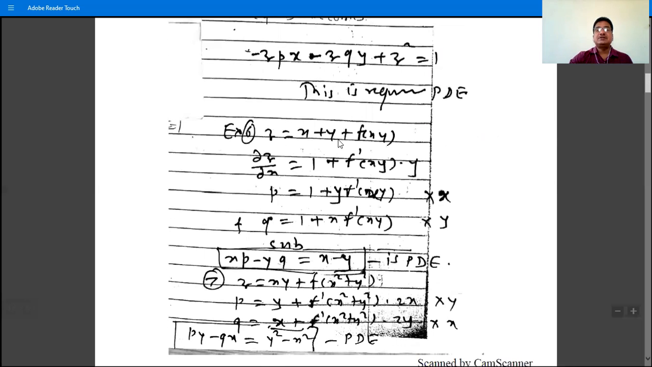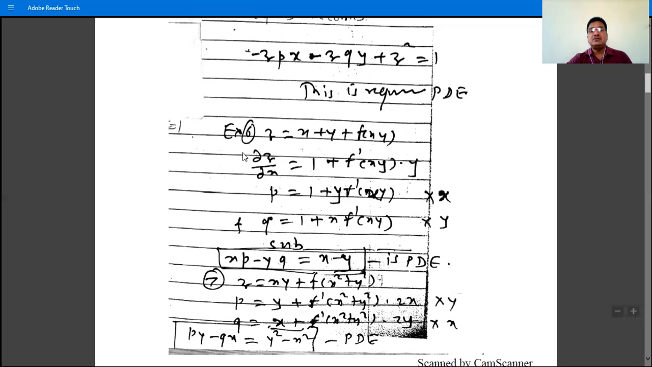z is equal to x plus y plus f of xy. So I have to form the differential equation. That is, now we have to eliminate the function f. So differentiating with respect to x, we have ∂z/∂x is, the derivative of x is 1, the derivative of y is 0, the derivative of f(xy) is f dash (xy) into the derivative of xy with respect to x, which is y. That is, p is equal to 1 plus y f dash(xy).